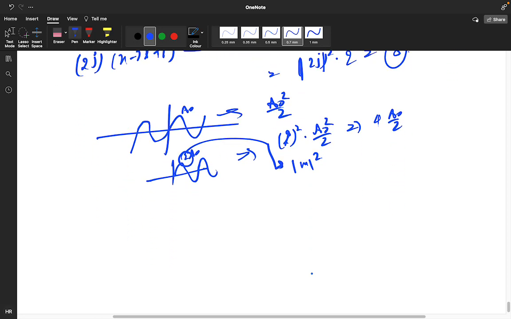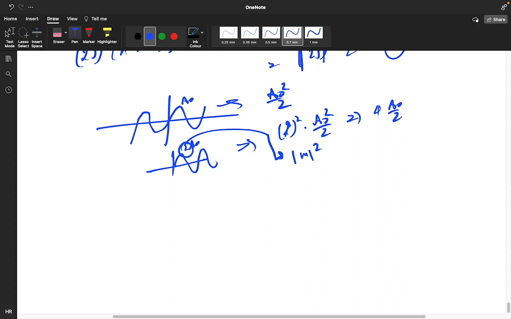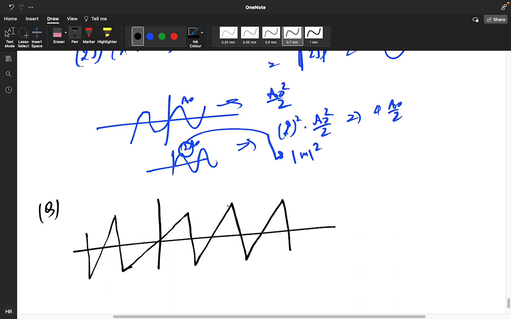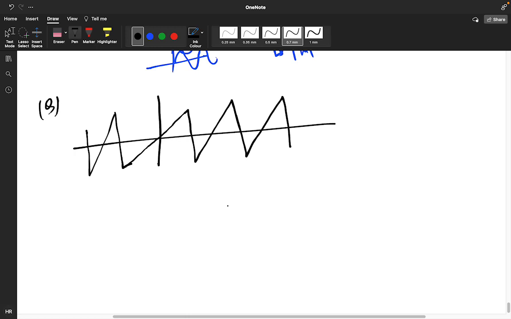Now the question is, you need to find the power of this signal. This is the power signal. So in a power signal, scaling and shifting doesn't matter, right? Scaling and shifting doesn't matter.